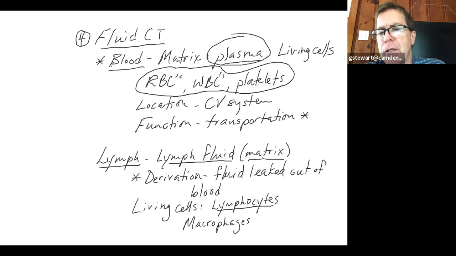And its location is just lymph capillaries, the lymph system. Function, yes, it is transportation, but also, as you know, all of these cells perform an immune function.